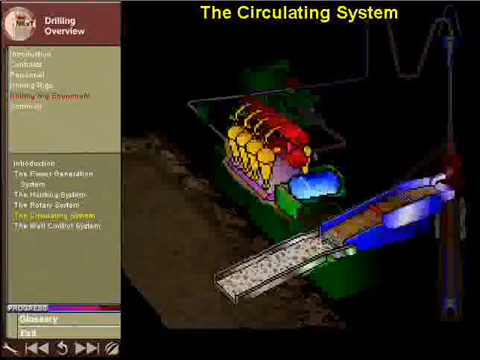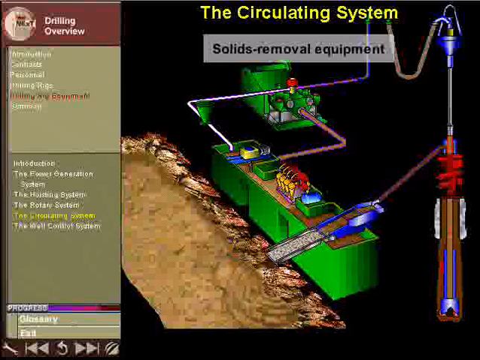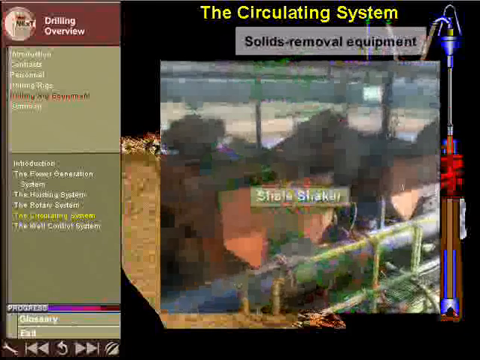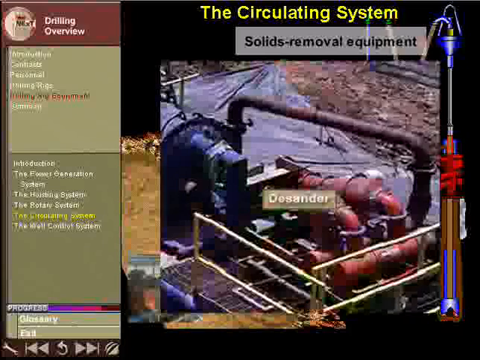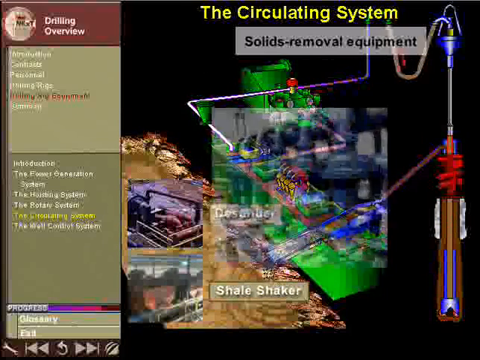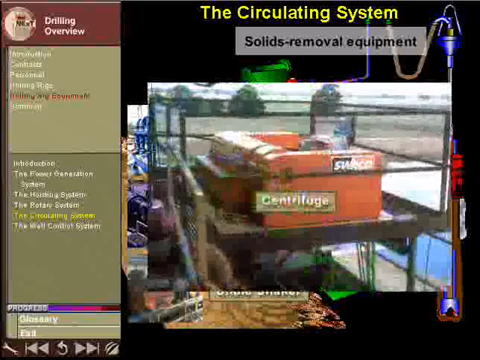4 major components make up this solids removal equipment: shale shakers, desanders, desilters, and centrifuges.